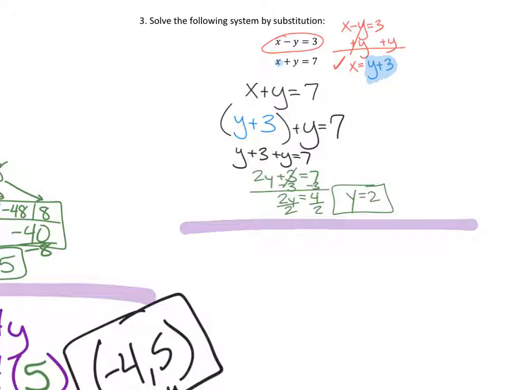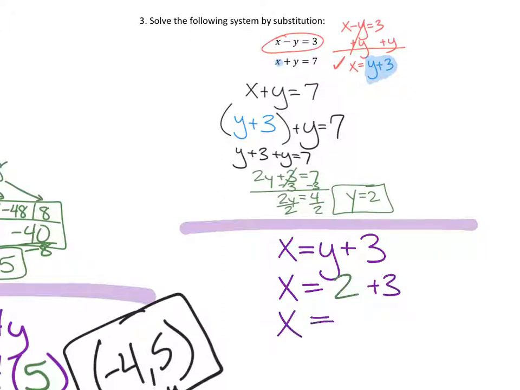It's halfway, but now that I have half of the solution, all I have to do is plug it back in and solve again. This time, I'm going to be plugging in x equals y plus 3, but instead of y, it'll be a 2. So 2 plus 3, which is just 5.